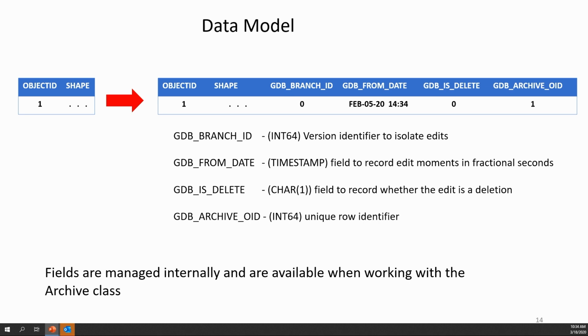As Annie said, time is used and is recorded in milliseconds. We use the GDB branch to define whether we're working with default, as Annie said, or in a named branch. These fields are managed internally by the geodatabase and are available when you're working with the archive class. So those of you who work with the archive will be able to access these fields and build applications on top of the branch versioning model. We create indexes on these, and the indexes are managed internally.